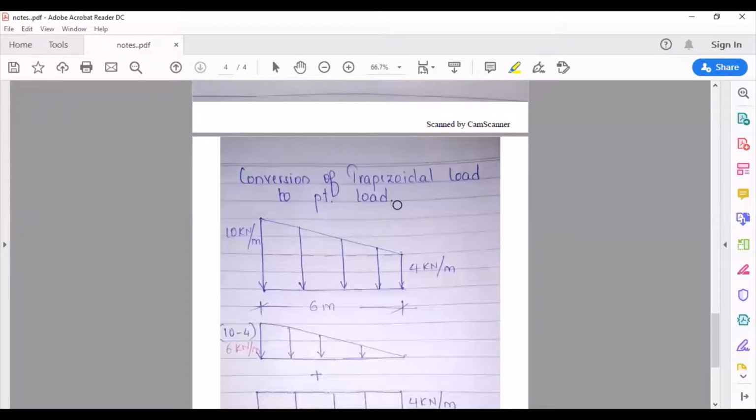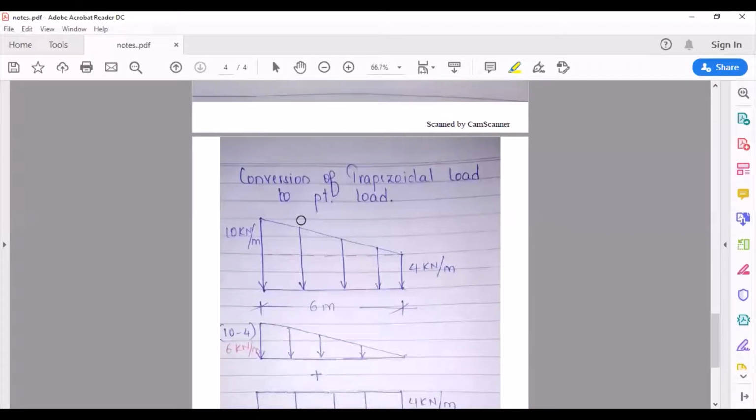So we are done with UDL, which resembles a rectangle. We are done with UVL, which resembles a triangle. Now let us come to trapezoid load. As in the case of UVL and UDL, here also it is the same. What is the same? It is how you convert. So here also conversion and location are very, very important.